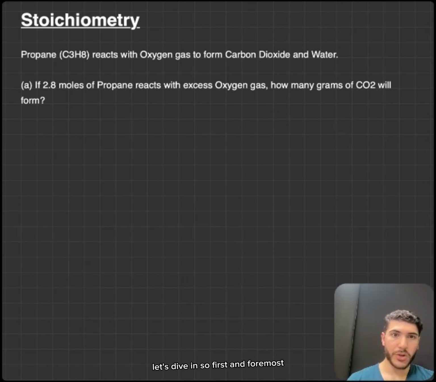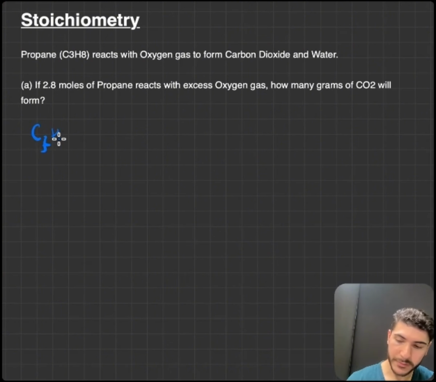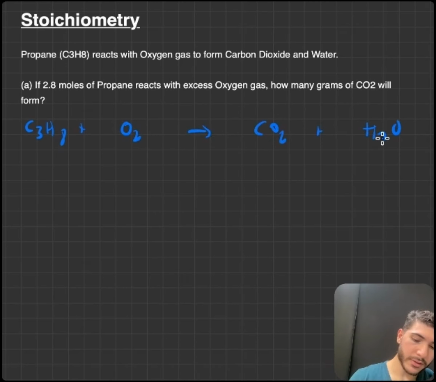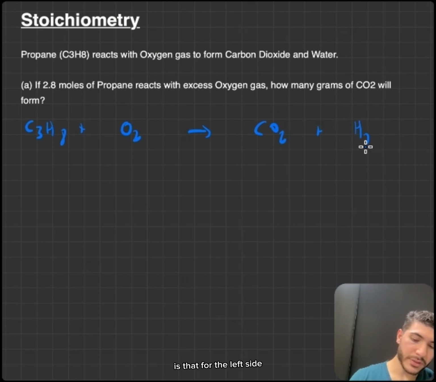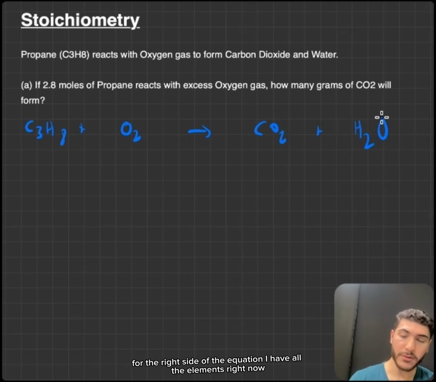Let's dive in. First and foremost, we need a recipe, aka the balanced equation. So we know that propane, C3H8, let's rewrite this, it's a little nicer. C3H8 reacts with oxygen to form carbon dioxide and water. One way I like to make sure my equation is balanced is to list all the elements on the left side and all the elements on the right side, and then figure out a way to make them equal to one another.